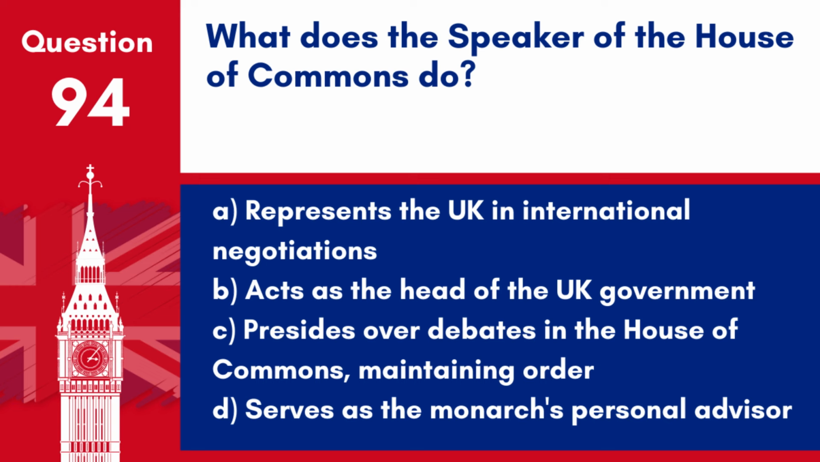Question 94. What does the Speaker of the House of Commons do? A. Represents the UK in international negotiations. B. Acts as the head of the UK government. C. Presides over debates in the House of Commons, maintaining order. D. Serves as the monarch's personal advisor. Answer: C. Presides over debates in the House of Commons, maintaining order. The Speaker is responsible for ensuring that debates run smoothly and that parliamentary rules are followed.